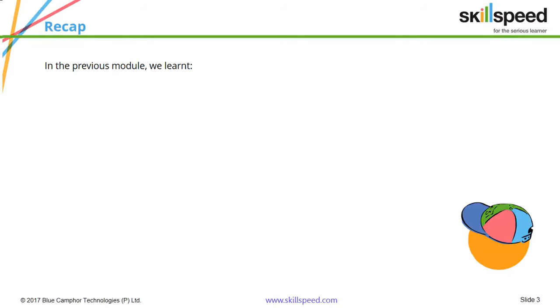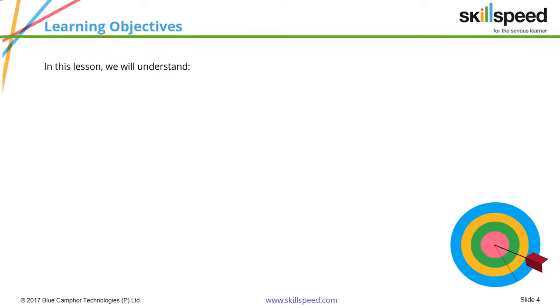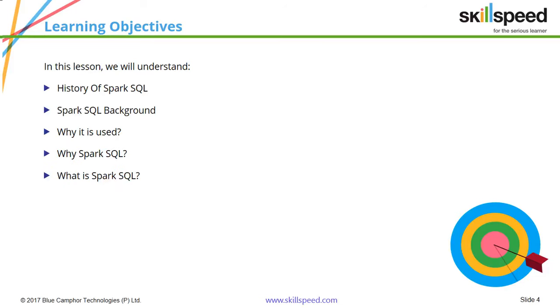So in the last lesson and especially in the last module, we have been dealing a lot with shared variables, broadcast variables and accumulators, and a lot of RDD operations as such, right? In this particular lesson, we are getting introduced to one of the most widely used Spark libraries, which is called Spark SQL. And we will specifically talk about the history behind Spark SQL, the background, and why it is used, why exactly Spark SQL, and some certain features of Spark SQL.